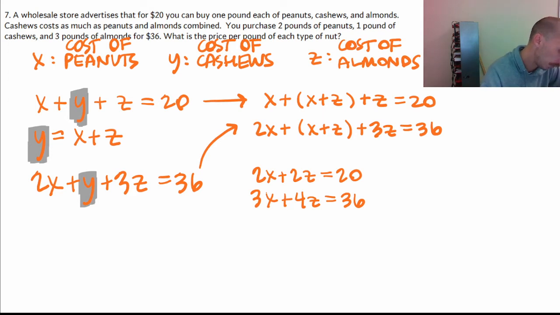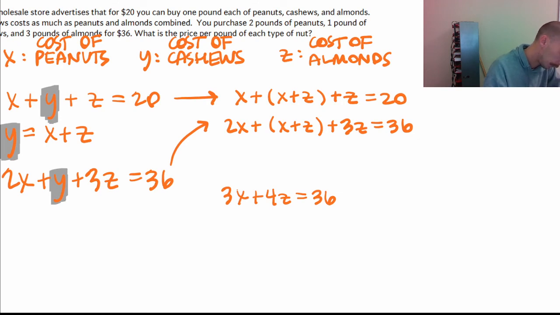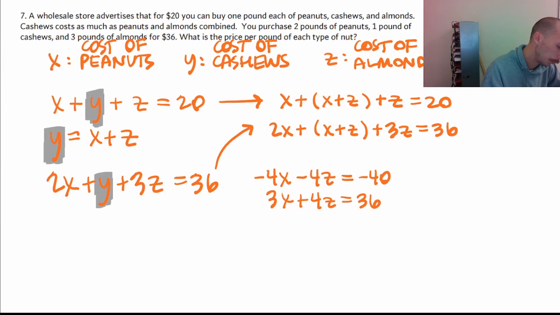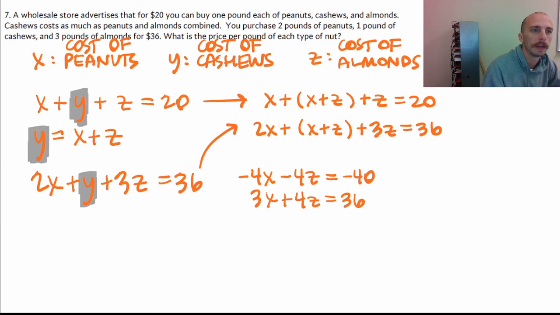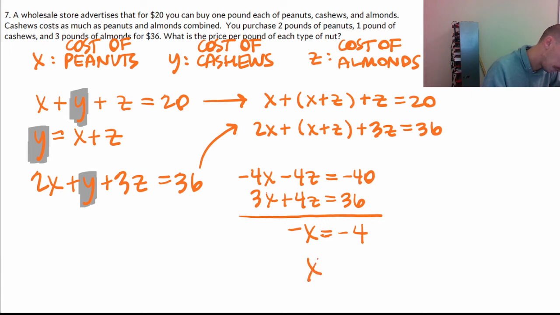Personally, I'm going to use elimination because I'm going to multiply this whole first equation by -2. So I'll have negative 4X, negative 4Z, negative 40. Just multiply everything by -2. And I'm having trouble keeping this on the screen. And then I'm going to add together negative 4X plus 3X is negative 1X. And then negative 40 plus 36, well, that's going to be negative 4. Okay, so that means that X equals 4.